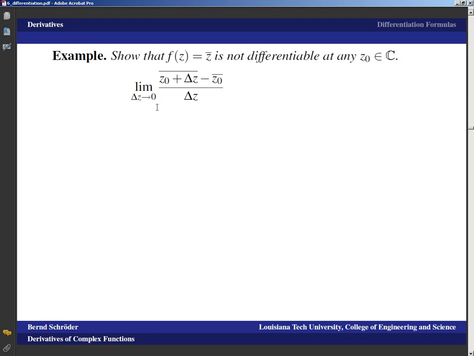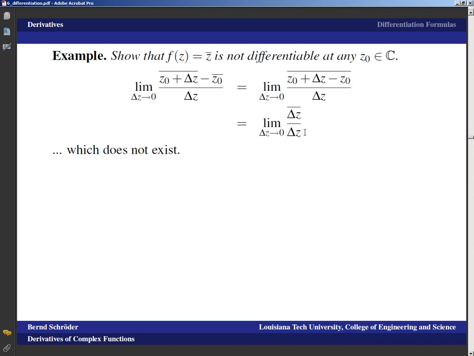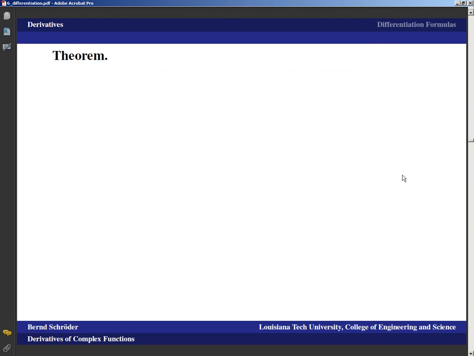So the limit as delta z goes to 0 of (z0 + delta z)-bar minus z0 bar, over delta z. Well, we know the difference of conjugates is the conjugate of the difference, so this is the limit as delta z goes to 0 of (z0 + delta z minus z0) bar divided by delta z. That's the limit as delta z goes to 0 of delta z bar over delta z. And we have seen that that limit does not exist. That was part of the previous presentation. Because that limit does not exist, the function is not differentiable, and because z0 is arbitrary, it's not differentiable at any complex number z0. Okay.